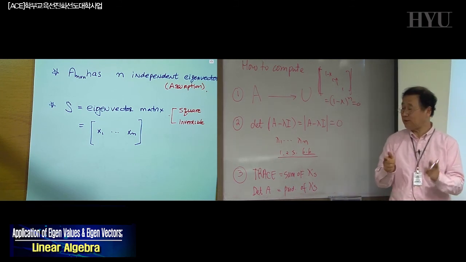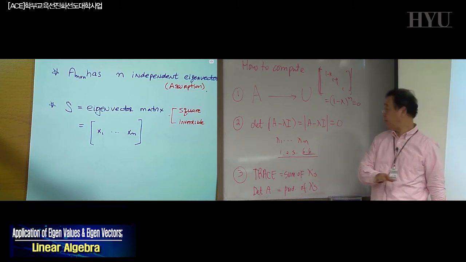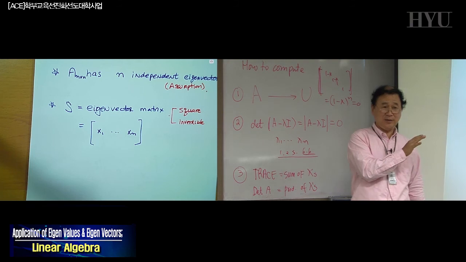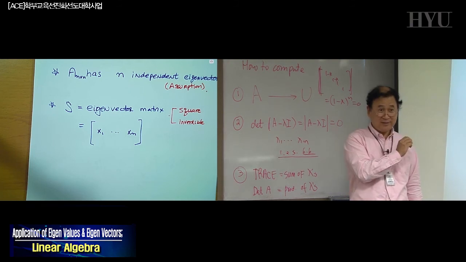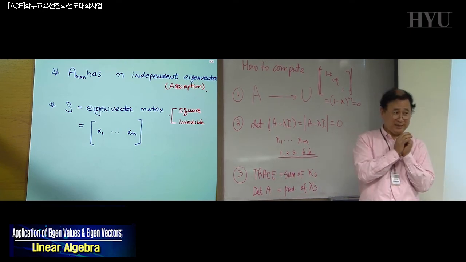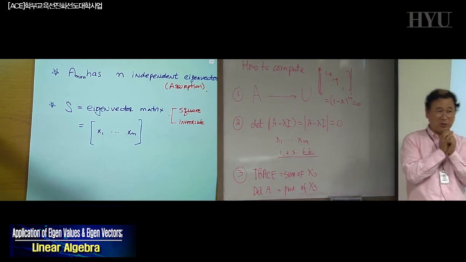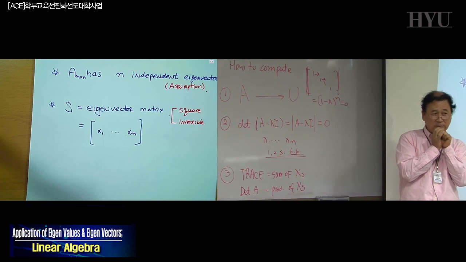For a 2 by 2 matrix, actually you can compute it easily. Also, another one is that for a singular matrix, lambda equals 0 is one of the eigenvalues, right? Can you explain why, for a singular matrix, lambda equals 0 is always an eigenvalue? Just reasoning.